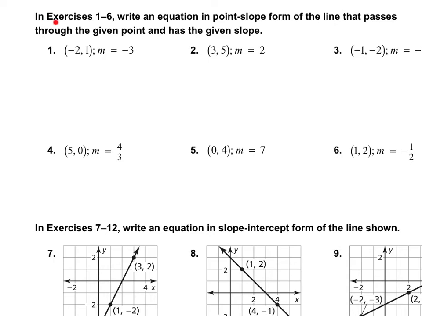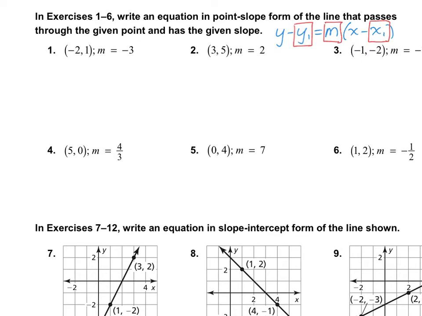On the next page, it says in exercises 1 through 6, write an equation in point slope form of the line that passes through the given point and has the given slope. So let's go ahead and write down the point slope form again. It's y minus y1 equals m parentheses x minus x1. So what you're going to be doing is plugging in numbers for the y1 and the x1. That's going to be your point. And then you're also going to be plugging in the slope for the m.